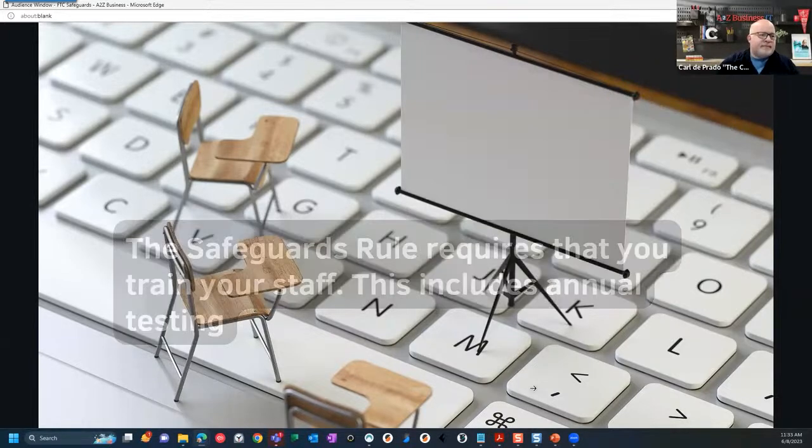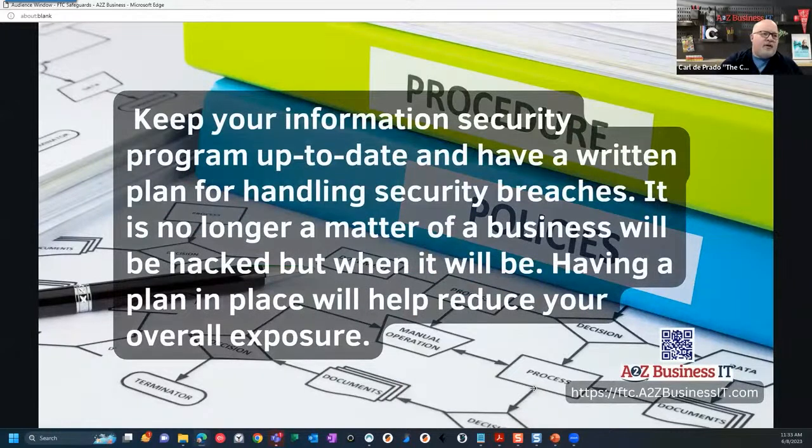And then we've been talking about this written information security program. Before, it was a static document. You'd set it once and you were done. This is now what we refer to as a living document. It means that you're going to be doing these reports and you're going to be doing revisions to this.